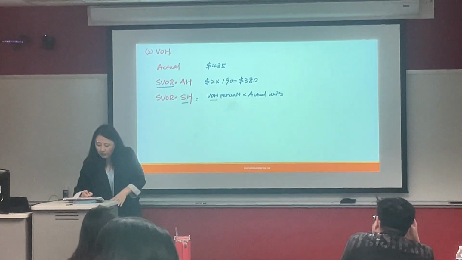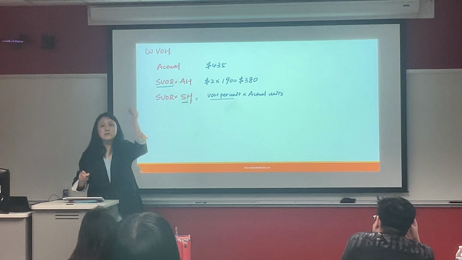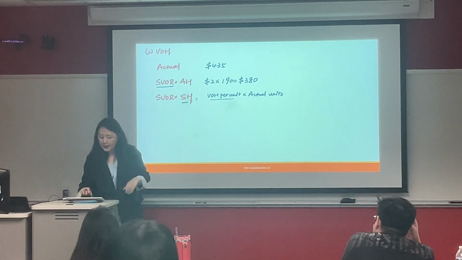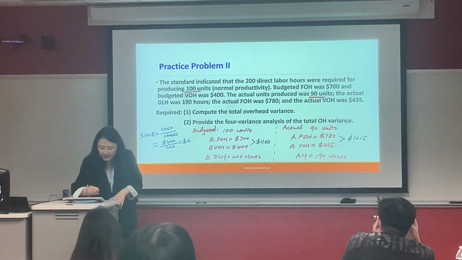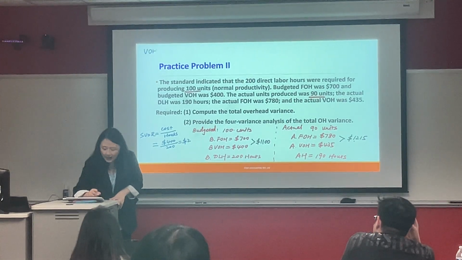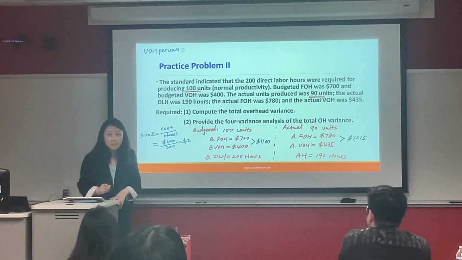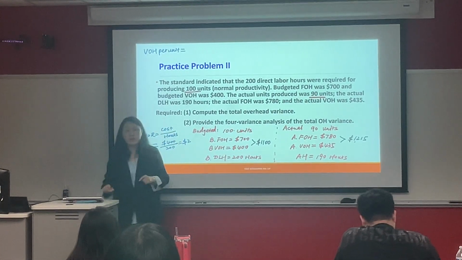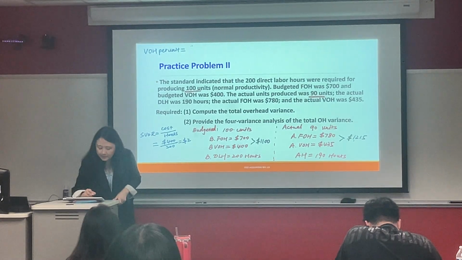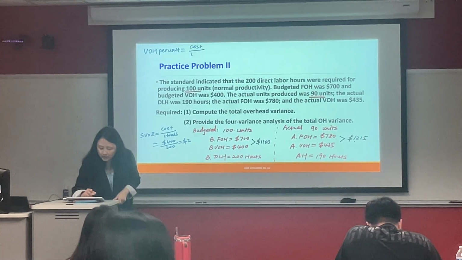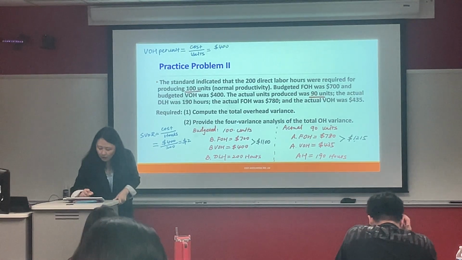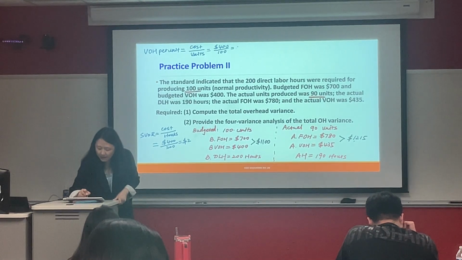You need to calculate cost per unit multiplied, then I directly use the actual units in my calculation. Now, how do I get variable overhead cost per unit? Again, I'm going to use my budgeting model. So I have 400 variable overhead for 100 units. So this is basically cost over units, so 400 over 100, and we get 4.